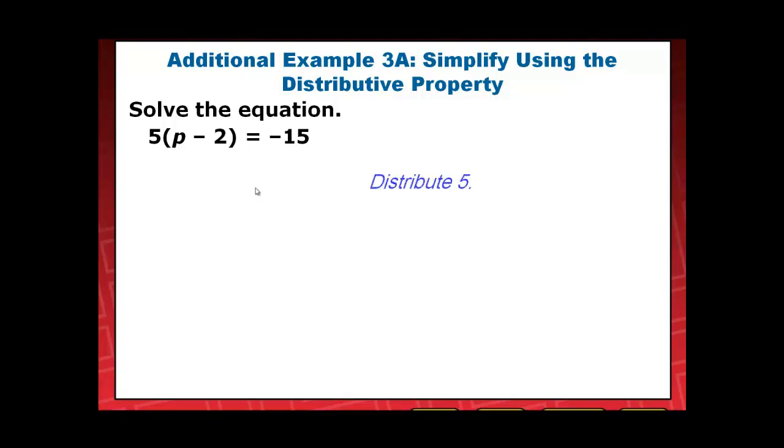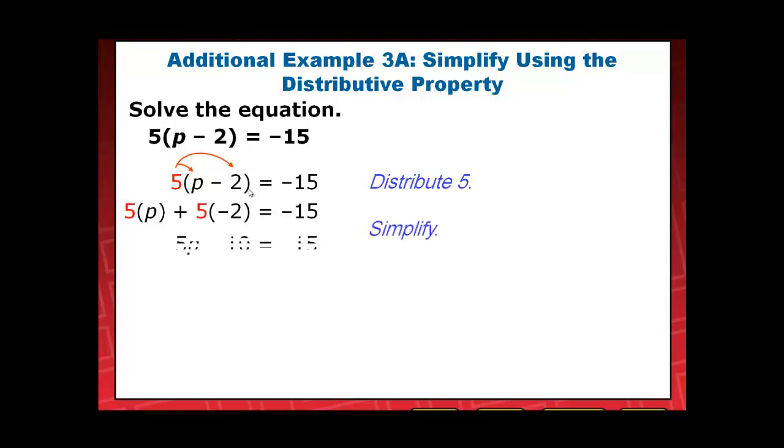So we need to distribute 5 to both terms. How will we distribute the 5? We will multiply 5 to both terms. So 5 multiply b will be 5b, and 5 multiply negative 2 will be negative 10. Okay, so it will be 5b and negative 10 equals negative 15.